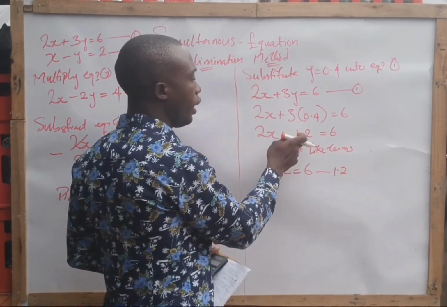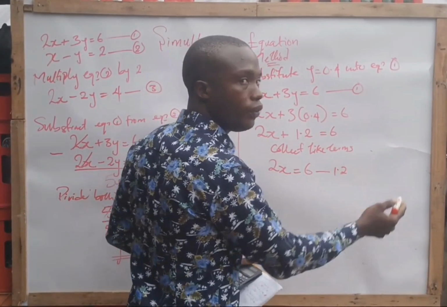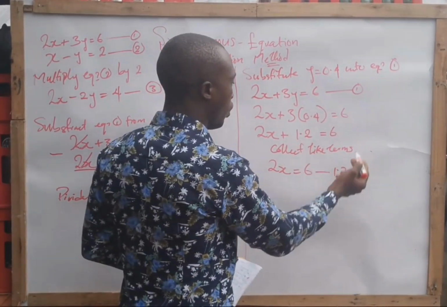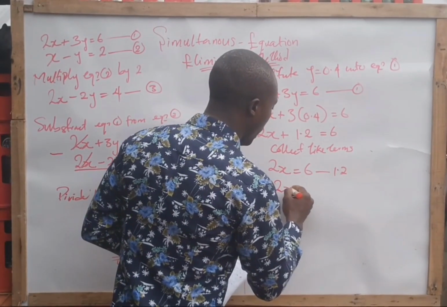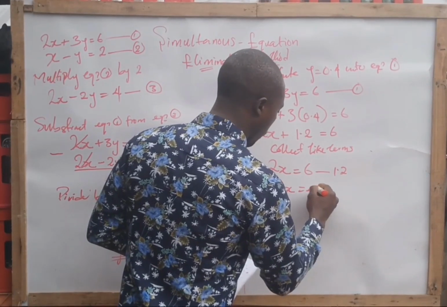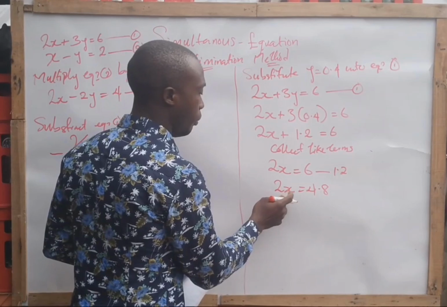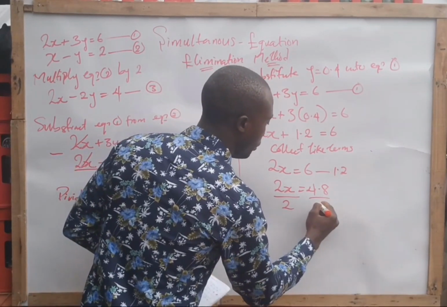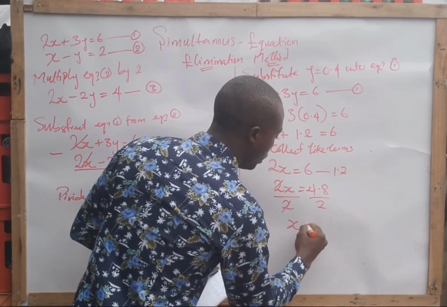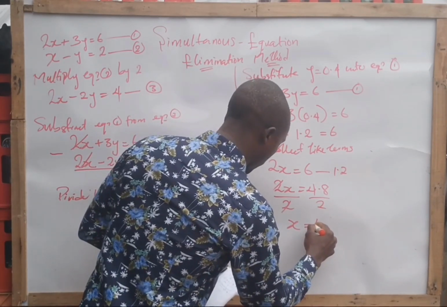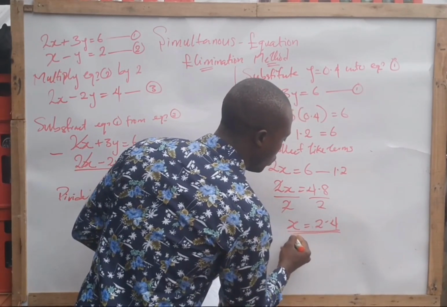Don't forget, the reason why this sign is changing is because it was crossing the sign of equality. You understand? The sign of equality. So definitely we now have what? 2x is equals to what? 4.8. We divide both sides by what? By 2. Divide both sides by 2. So definitely we now have what? Our x is equal to 2.4. Our x is equal to 2.4.